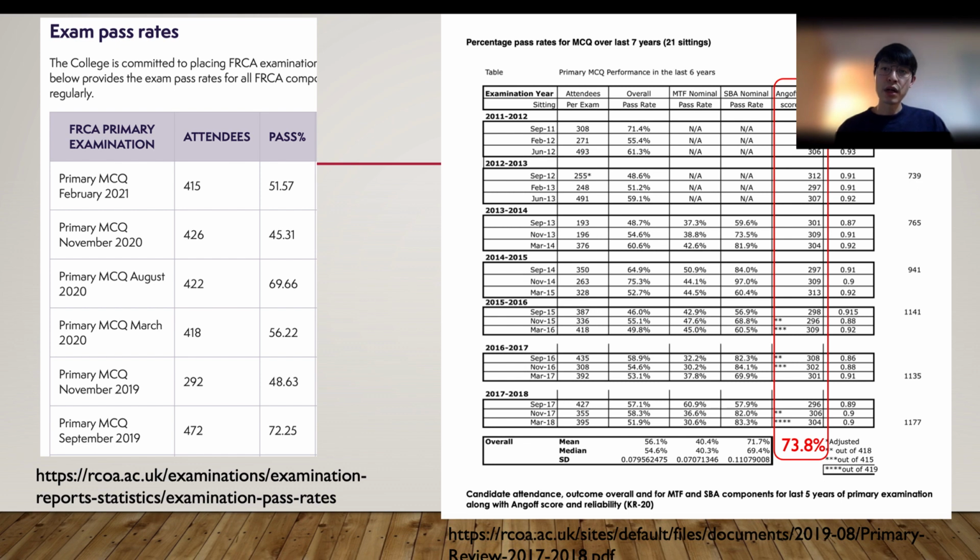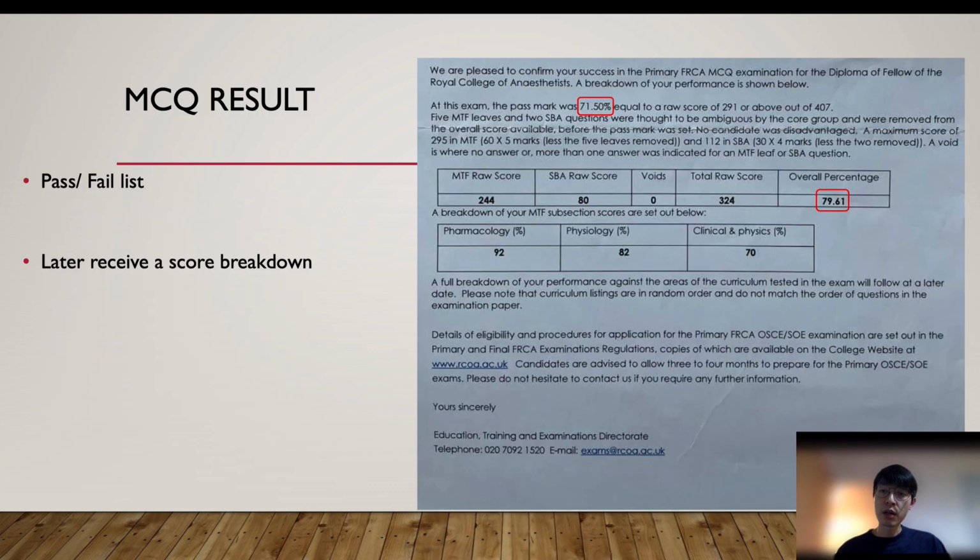Over the past years, the pass rate ranged from 40% to 70%. The average passing score is about 70%. This can give you a rough target to aim for when you are practicing on the MCQ bank. After the MCQ exam, you will receive a pass or fail list, followed by a score breakdown. You will be told the pass mark for that sitting and your own score.